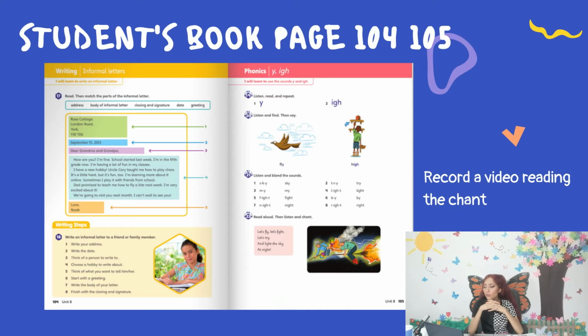Later we did a storybook, page 104, 105, where you needed to write an informal letter and record a video reading this chant, okay? It is not a lot, because in here you just needed to write the names of the parts, and in your notebook you are going to write a letter, and in here pronounce and repeat, and in here you needed to read the chant, practice, and record the video. That was it. It looks like a lot, but it is not. Remember that it's important to send your videos, okay?